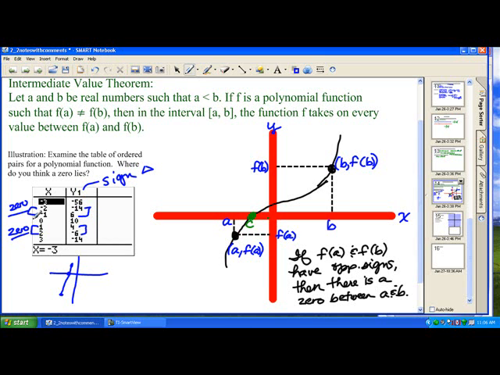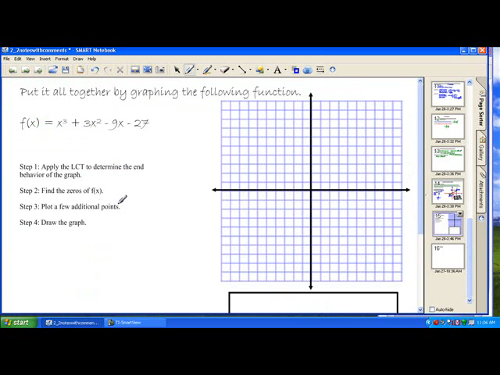So much for that. Now let's go to actually putting all this together and graphing these polynomial functions. There are basically 4 steps to graphing a polynomial function. The first thing you need to do is apply the leading coefficient test to determine the end behavior of the graph, then find the zeros of the function, and then plot a few additional points and draw the graph. So let's see how that process would be applied here. We have the function f of x equals x cubed plus 3x squared minus 9x minus 27. So what about the leading coefficient test? What does that tell us?